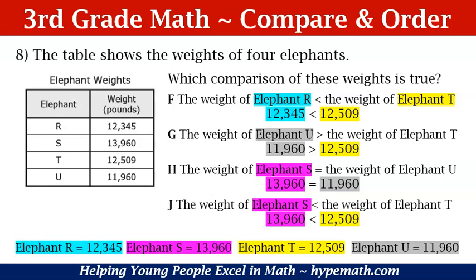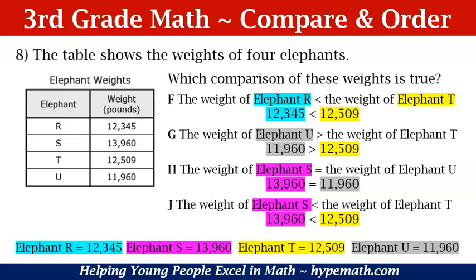Let's move to answer choice H. The weight of elephant S is equal to the weight of elephant U. Again, the weight of elephant S is equal to the weight of elephant U. So is 13,960 equal to 11,960? Is that the same?